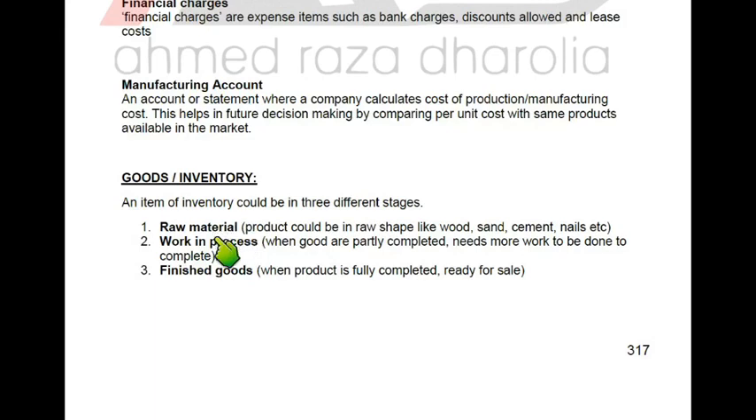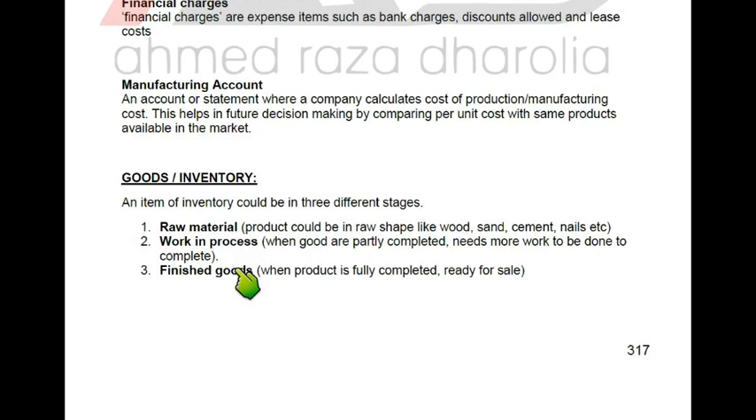Cement. Then we have work in progress. As you may have seen when traveling somewhere, there are road signs saying sorry for the inconvenience, work in progress. It means a flyover or bridge or road is being made, constructed or renovated. Work in progress means we have started making a product but it is not completed yet. The product may be 5% complete or 50 or 90% complete, but it's not 100% complete. It is work in progress. These are incomplete goods. Thirdly, we have finished goods.